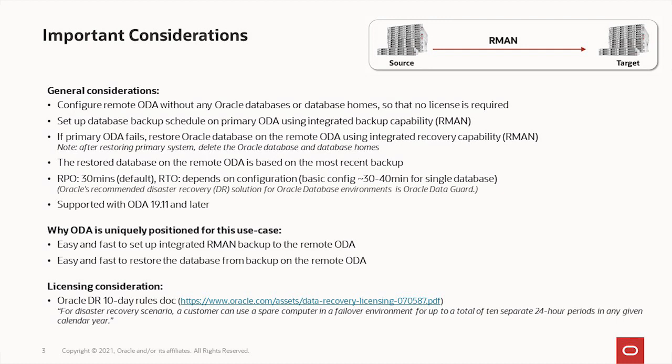One point before we go to the next slide: that's why the third bullet is important. Once the primary ODA fails, you go to the target, bring up the database, and start servicing clients from there. But as Paul mentioned, this 10-day rule starts kicking in, and you only have 10 separate 24-hour periods in a calendar year. So it's important that once you restore the primary, you delete the Oracle database and database homes that you brought up on that target.